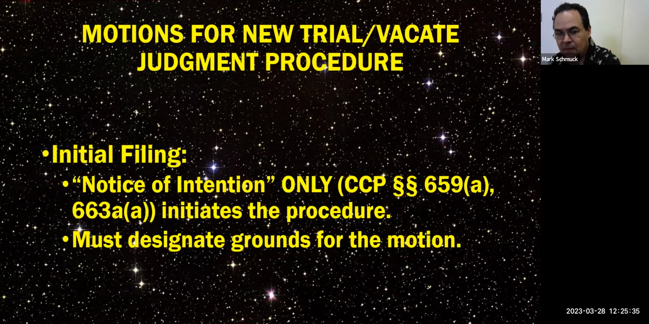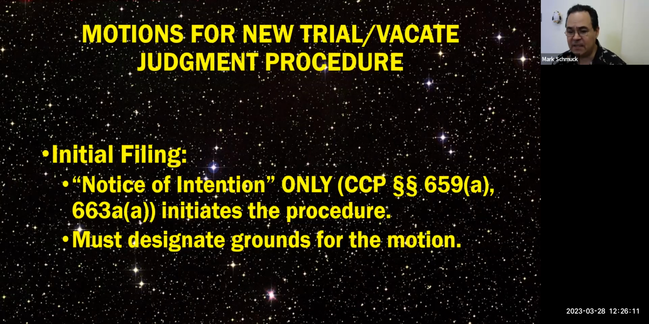So the procedure is critically important for motions for a new trial or a motion to vacate judgment, because it affects so many rights going down the line up through appeal. It is absolutely critically important that if you are considering filing a motion for a new trial or a motion to vacate judgment, you follow these procedures to the letter. There is no wiggle room around getting these wrong.